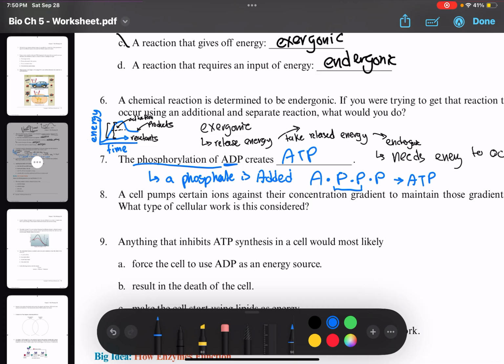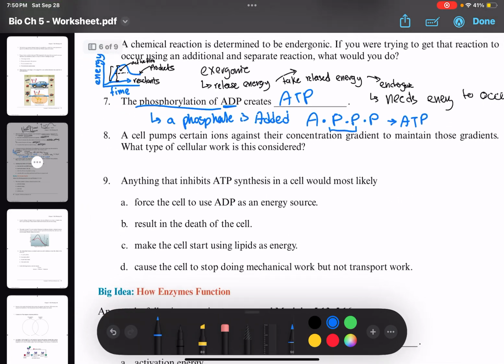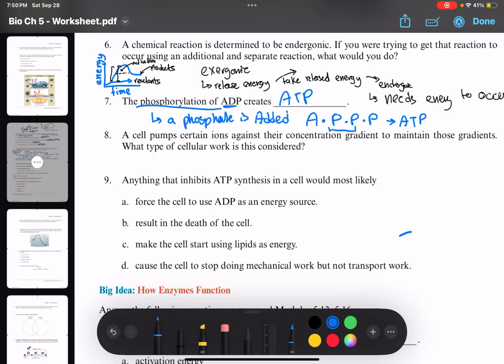A cellular pump moves certain ions against their concentration gradient to maintain those gradients. What type of cellular work is this considered? So let's understand this. What is the concentration gradient? What is all of this meaning, right? So let me break it down for you real quick.